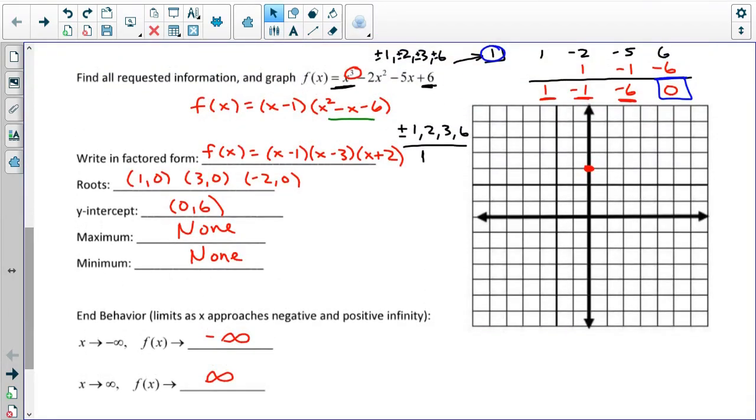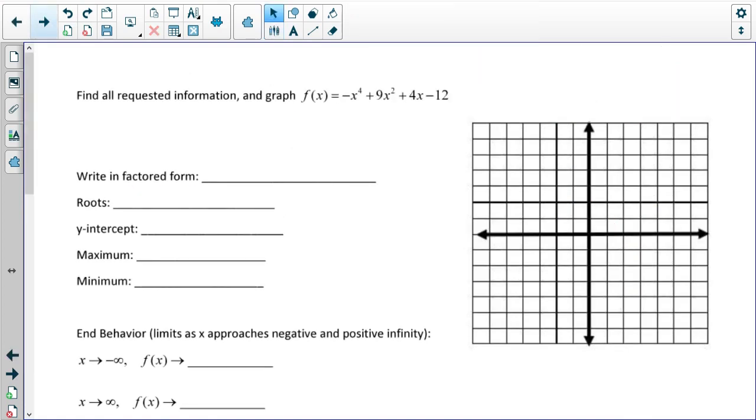So I should be able to graph this now. I know (1, 0), (-2, 0), and (3, 0) are roots. I know that the function will look something like this with its end behavior, and then the function will look something like that because it crosses at all of the roots.